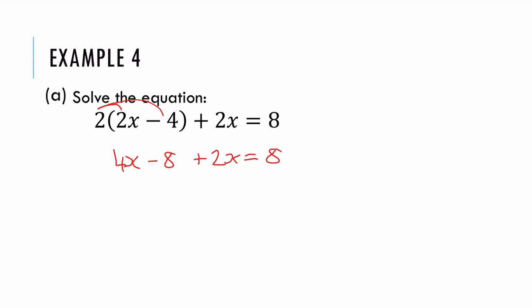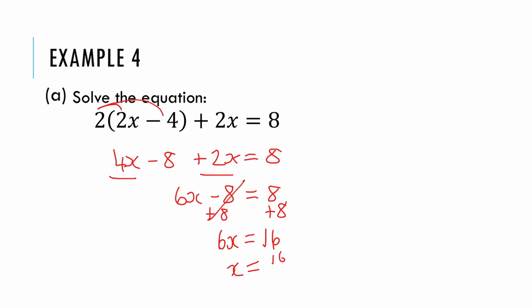Now, when going through questions like this, you want to simplify every step possible. So right now I can see that I can add together my 4x and my 2x. 4x plus 2x gives me 6x. I've still got the negative 8 and it still equals 8. Now I'm just solving a two-step equation. The opposite of subtracting 8 is adding 8, so I'm going to add 8 to either side. That leaves me with 6x equals 8 plus 8 is 16.